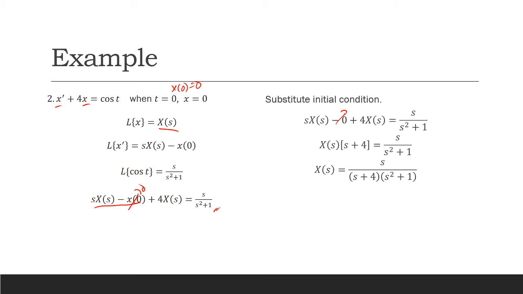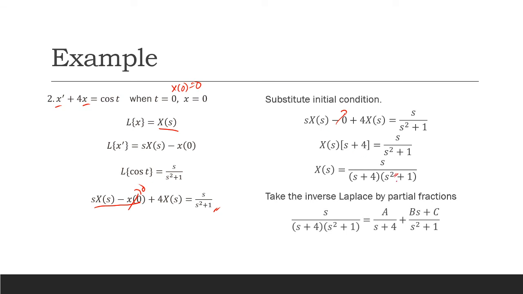Next, obviously, we have to do partial fractions, because we need to find the inverse Laplace. Remember, one of the factors here is squared. So, therefore, this is the breakdown when we do partial fractions. We have s over s plus 4 times s squared plus 1 equal to a over s plus 4 plus b s plus c over s squared plus 1. That is because of the square here. This is elementary, well, not elementary, high school algebra.